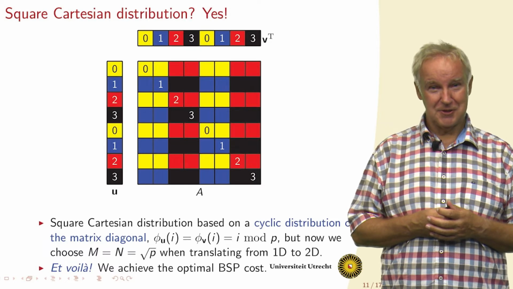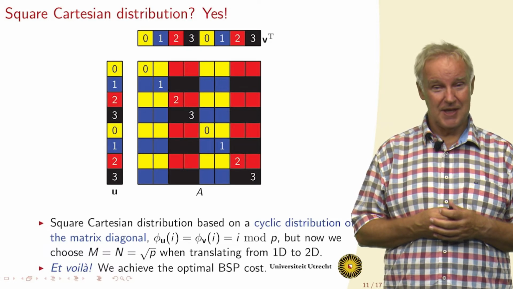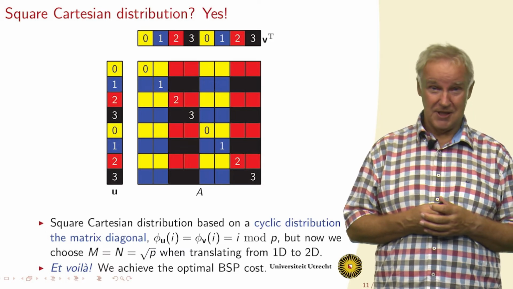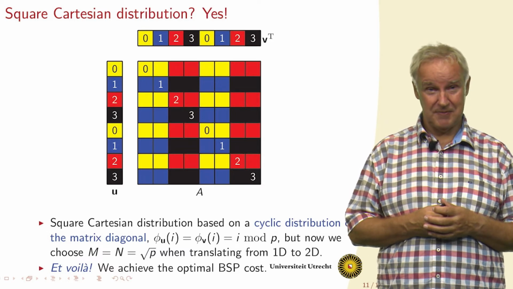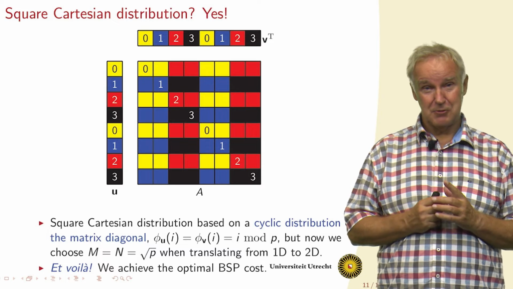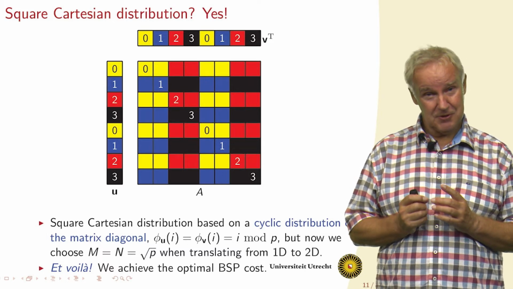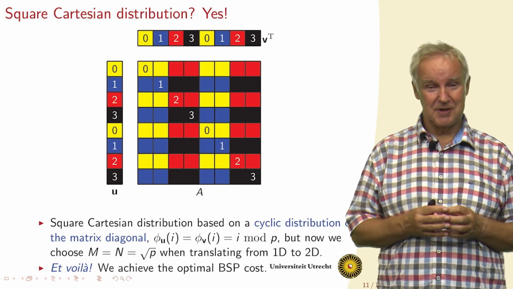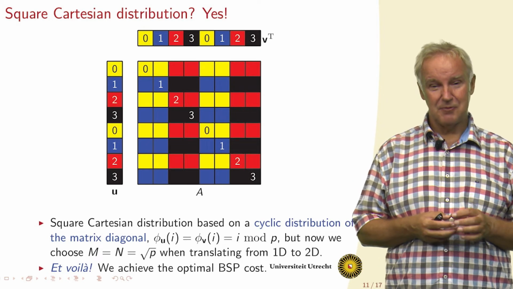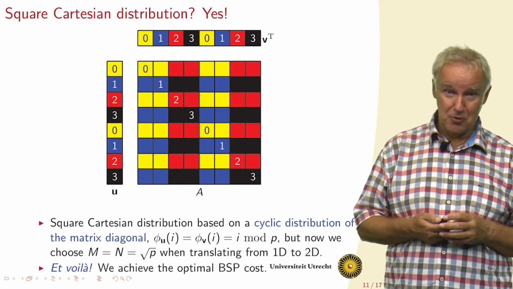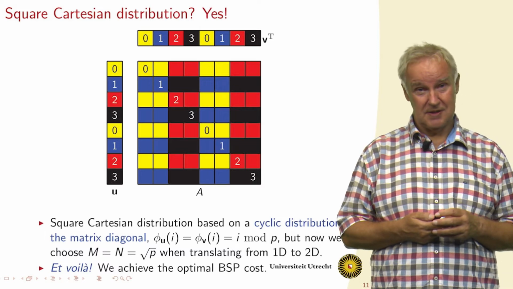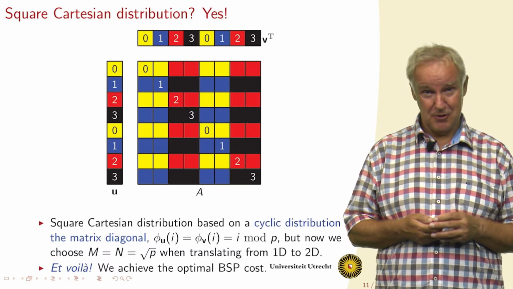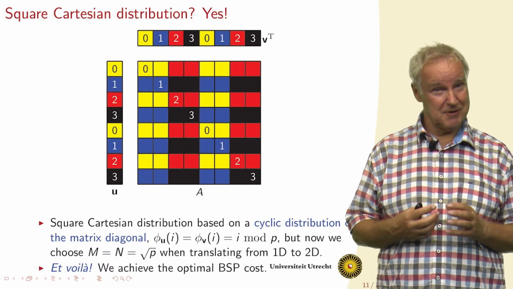And here we have a distribution which does the job. If we choose a cyclic distribution of the vectors and of the main diagonal of the matrix, but we choose m to be equal to n, equal to square root p, then this does the job. And here we have an example. We have 4 processors, a 2 by 2 square distribution. The matrix diagonal, you see it's 0, 1, 2, 3, 0, 1, 2, 3. It's well spread across the processors.